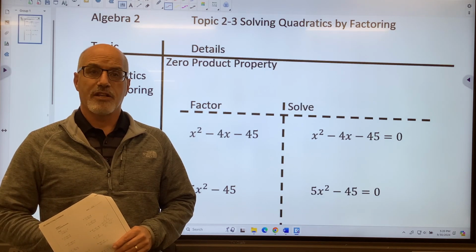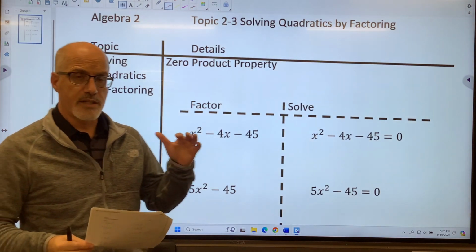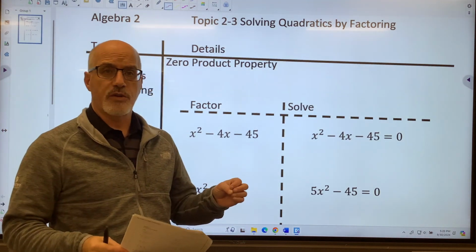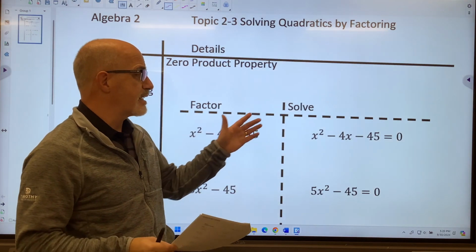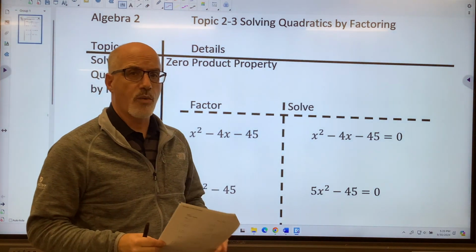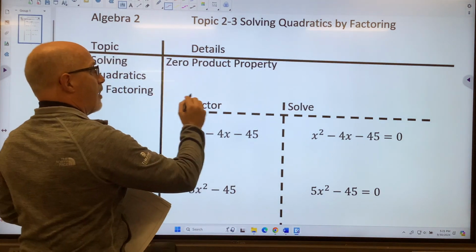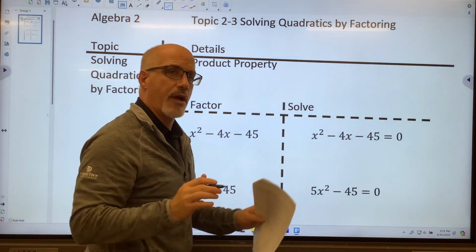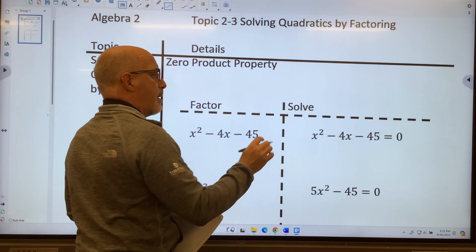This lesson is on solving quadratics by using factoring. So we're going to use the skills we learned by factoring the trinomials and binomials, and we're going to put it in the context of how we solve a quadratic equation. So the first thing I want to do is outline for you what's called the zero product property. This is the cornerstone of what we use for solving by factoring.